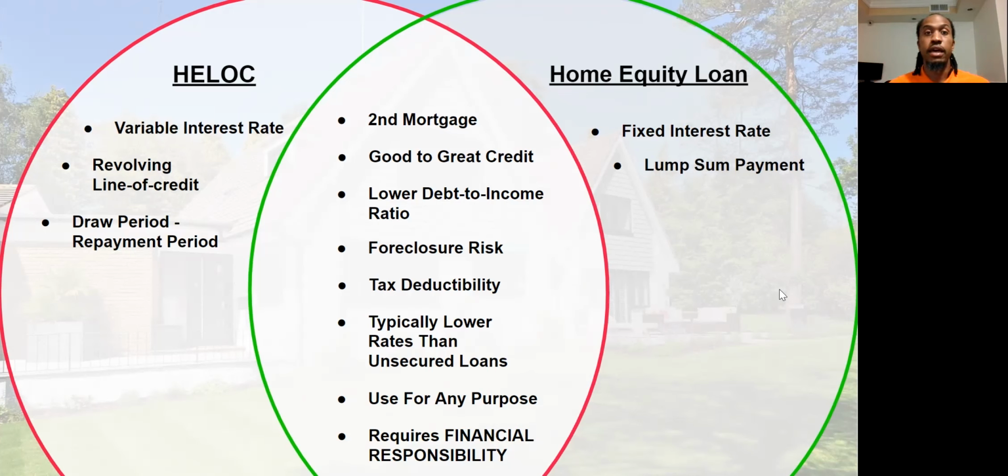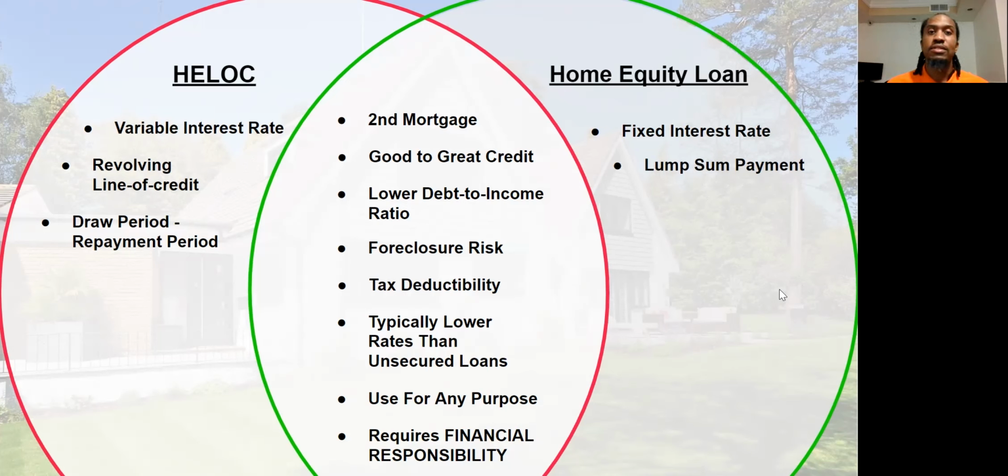And some lenders actually have lower than 50%. They don't want it to be above 45%. So again, you want to make sure that debt to income ratio is low. This is also a foreclosure risk. I don't want to shy away from the truth that this is a loan that is secured by your home, which means that if you do not pay this loan, the lender could foreclose on your home.